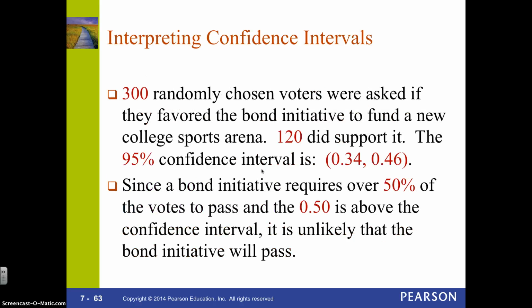Another way you can use a confidence interval is we can look at 300 randomly chosen voters and see if they favor a bond initiative to fund a new college sports arena. We find out that 120 did support it out of the 300. If you go through the math and do the confidence interval, you should come up with between 34% and 46% would support it. So just based on these values, it probably will not pass because you need 50% to pass it.